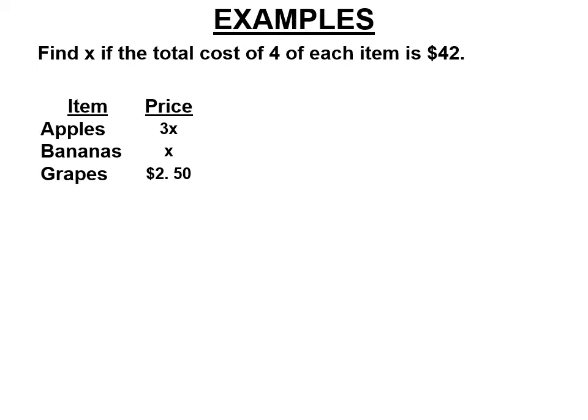All right, so again, we're going to work backwards to figure out x, the cost of the bananas. And once we know the cost of the bananas, we'll know the cost of apples because they're 3 times the price of the bananas. All right, so 4 of each item. So we have a 3x, an x, and a 2.5. 4 of each item equals 42. Distributive property to the whole thing.